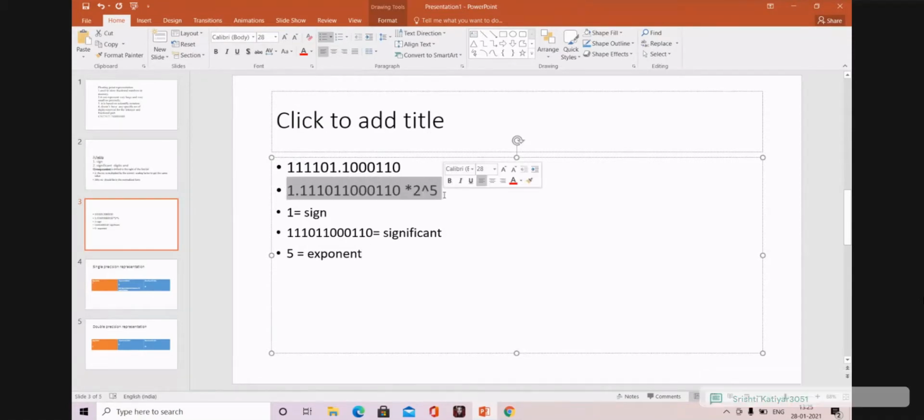If I give you a question and you convert it into this form, then it is called your normalized form. Now, as I told you, the floating point representation has 3 fields. The first is your sign, the second is your significant, and then the exponent. And this whole portion is called your normalized form.